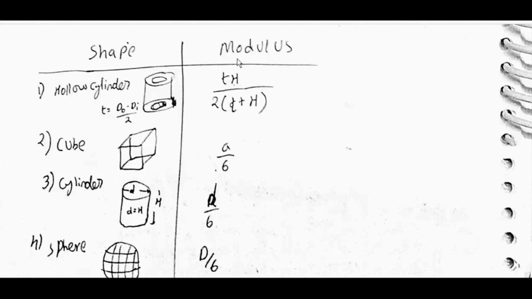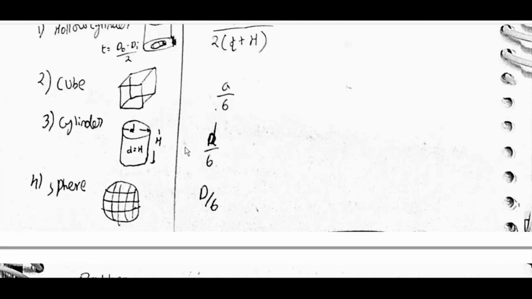Shape modulus. For a shallow cylinder, T is equal to (do minus di) by 2. Cube, a by 6. Cylinder, d by 6. Sphere, d by 6.